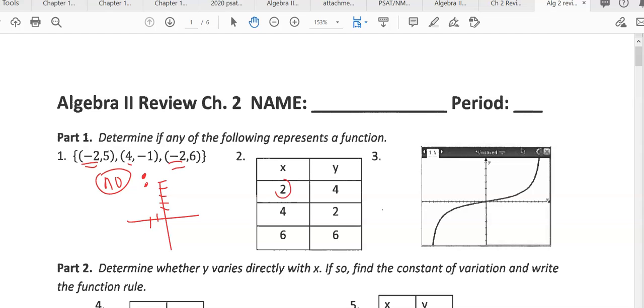Is this a function? Look at the x values, 2, 4, 6. That looks good, right? I don't have any problem with that. That is yes, a function. This one, if you drew a vertical line anywhere, it never crosses more than once, I'd say yes, this is a function.